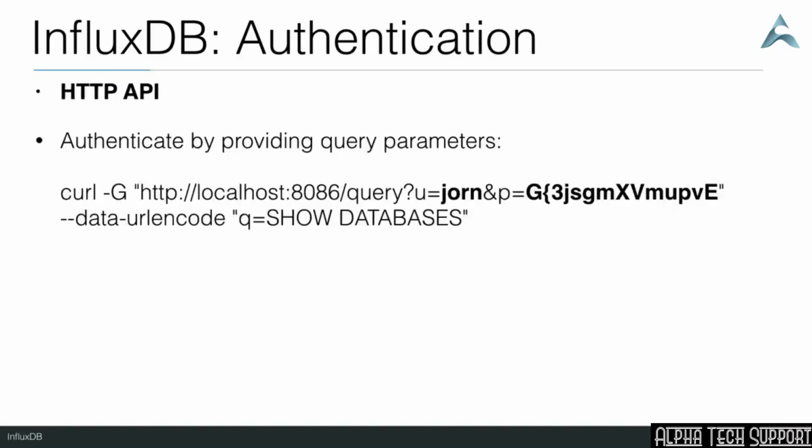You can also authenticate by providing query parameters. This is quite simple as well. You do a curl -G, you do the query, u is the username, and p equals the password, and then the rest is the same as in the previous example, and then it will authenticate and run that query for you.